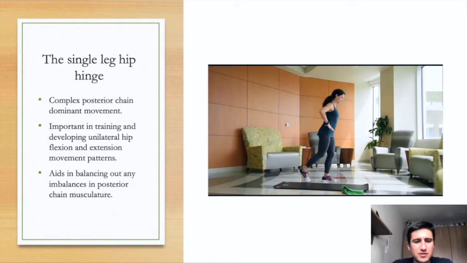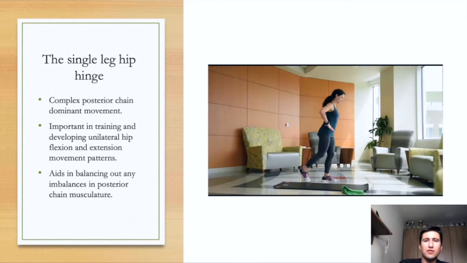The single leg hip hinge. The single leg hip hinge is a complex posterior chain dominant movement, which can be very useful in developing unilateral hip flexion and extension. Now, in all athletic performances, hip flexion and extension are very important movement patterns which produce many of the movements which occur in sports, such as running, jumping, hopping, skipping, sprinting, and also changing direction.